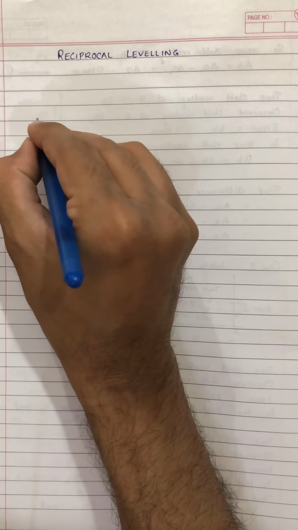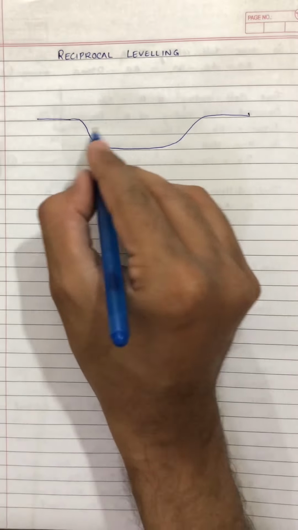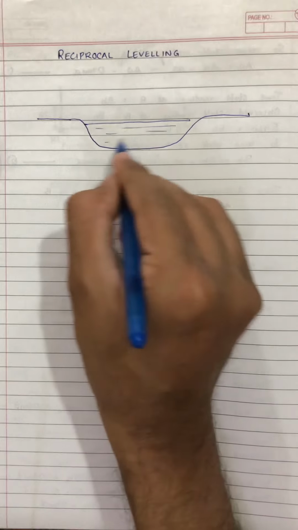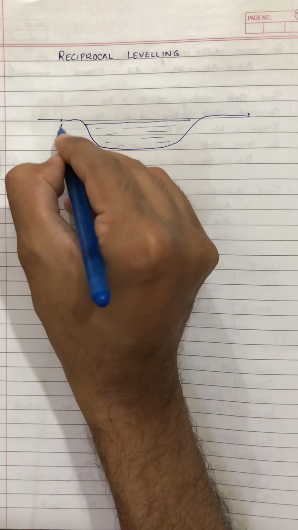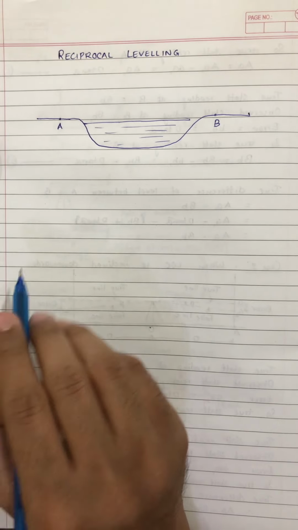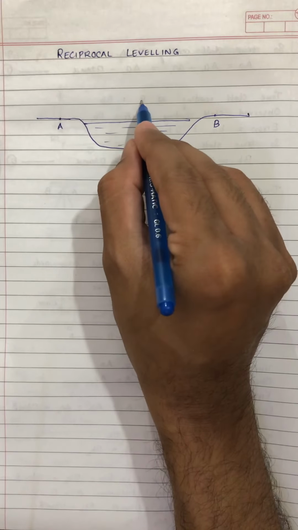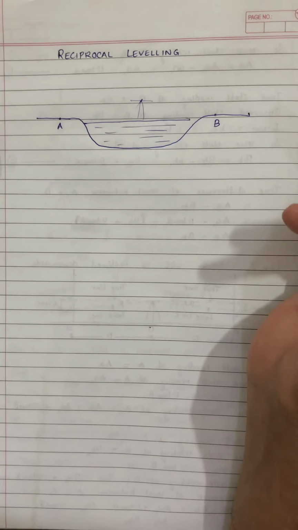But in the case of a river or a valley, it is not possible to set up the level midway between the 2 points on opposite banks. For example, suppose here one river is there, and you need to find the level difference between this point A and this point B on opposite banks of the river. So we cannot place the level instrument on the river. That is not a feasible option.